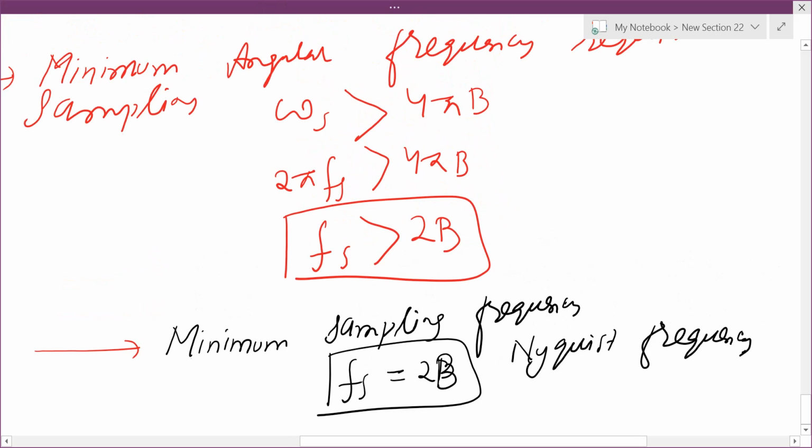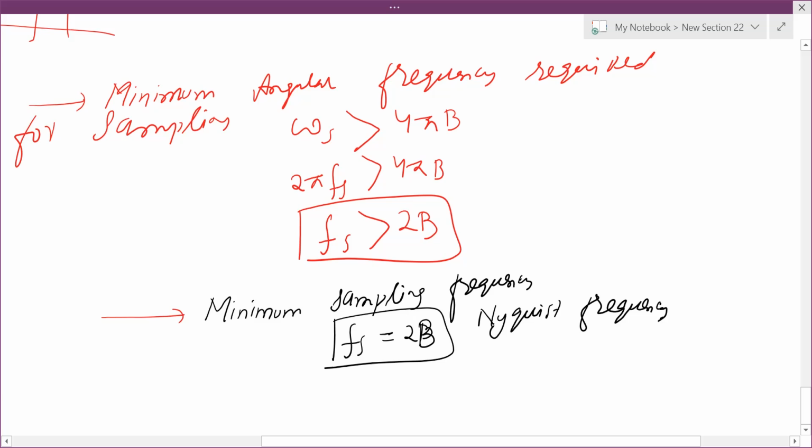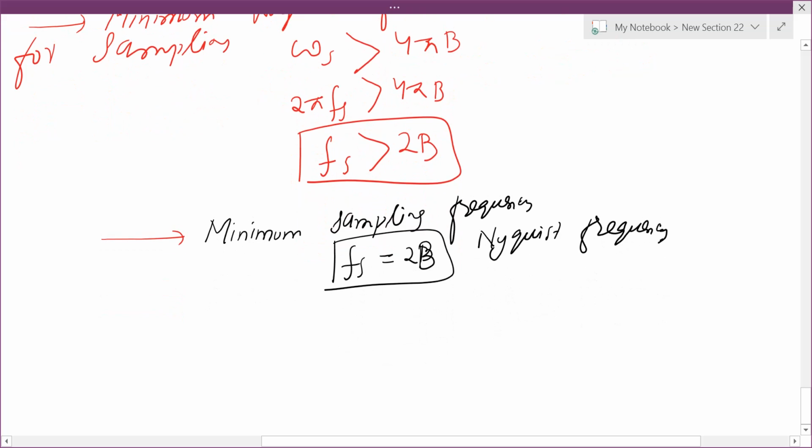If you sample at a rate less than fs, you will not be able to reconstruct the signal back, because then there will be overlap. So this is the basic essence of the sampling theorem. And further, ts, which is 1 over fs, 1 over 2b, is called the Nyquist interval.